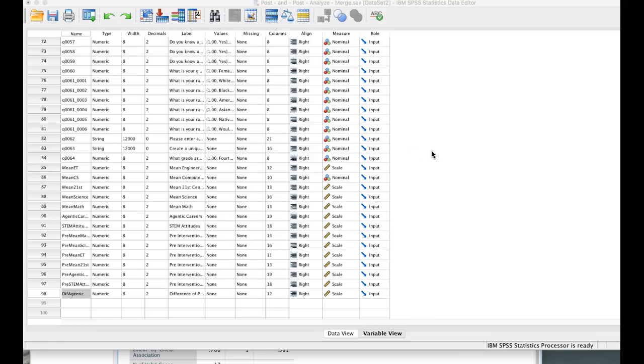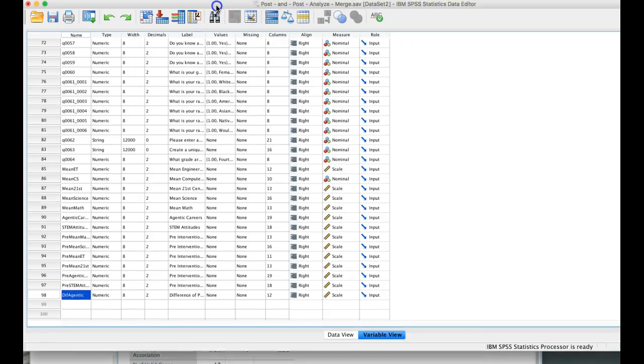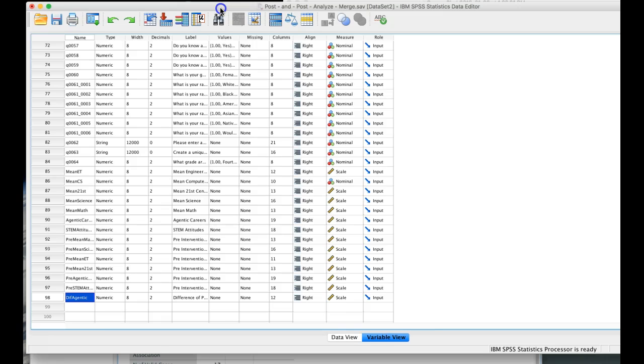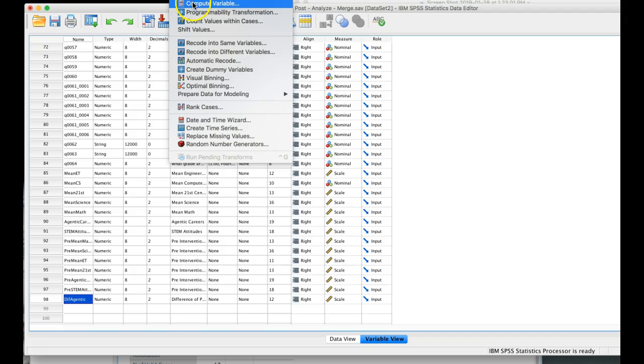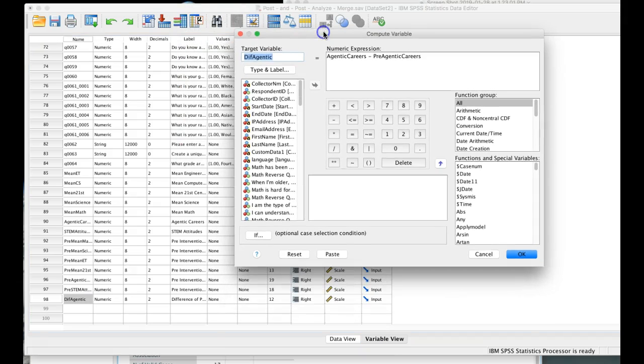So, to follow through on the guidance that you gave me regarding SPSS, what I did was a transform and simply a compute variable. And what I called my variable, for instance, is diff, as in difference. I'm just doing it on the agentic careers. I took the post agentic careers, which is this variable, so that's after the intervention, and I subtracted out the pre agentic careers so that I can determine if there is a difference that is showing.